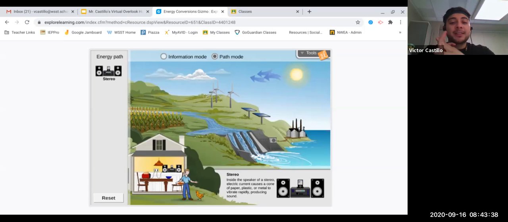About 20 more seconds. Show me where the stereo gets its energy from. If you think you have the answer, for the ones on the Zoom session, if you can just type it in the chat box, publicly or privately.